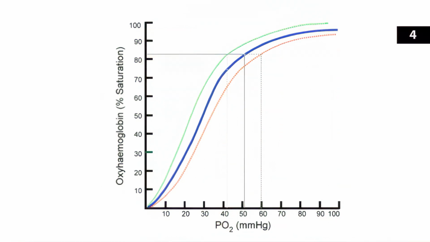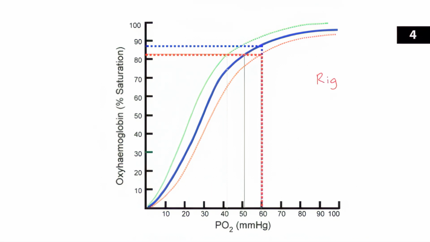Then, going back to the factors that favor the T form over the R form, what happens when you shift this curve to the right? Let's take a look at a PO2 of 60. On the normal curve, the blue curve, a PO2 of 60 corresponds to a hemoglobin saturation of almost 90%. But look at the red curve. When you shift the curve to the right, at a PO2 of 60, the hemoglobin is going to be less saturated, only about 80 or 82%. So again, when the curve is shifted to the right, there is less hemoglobin saturation for any given PO2 than before the curve was shifted.